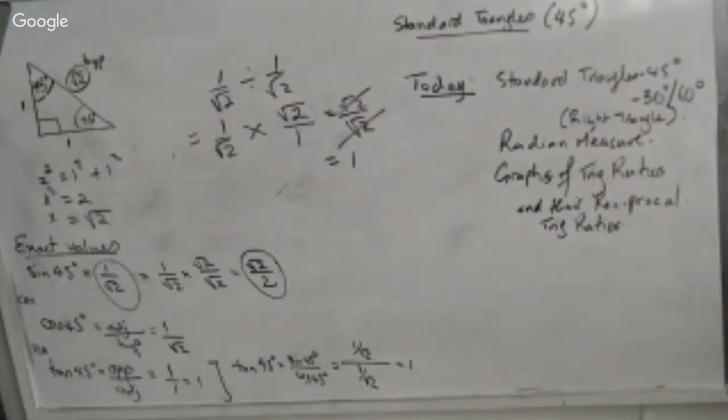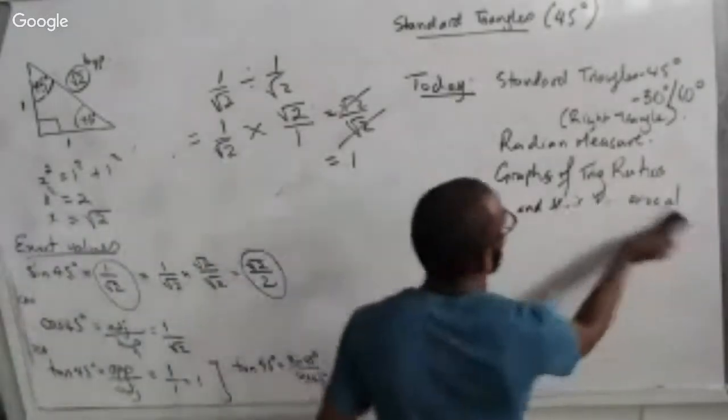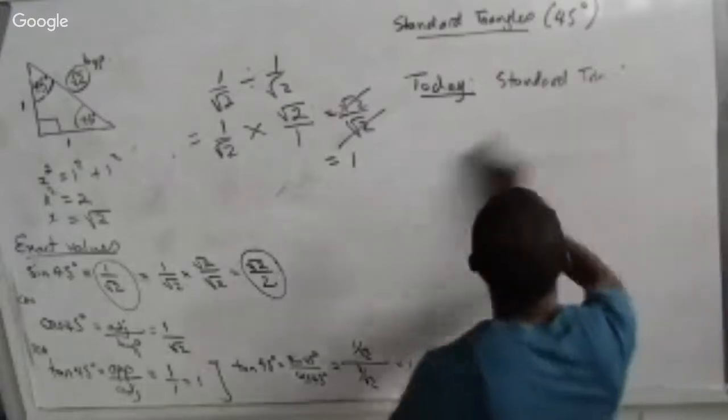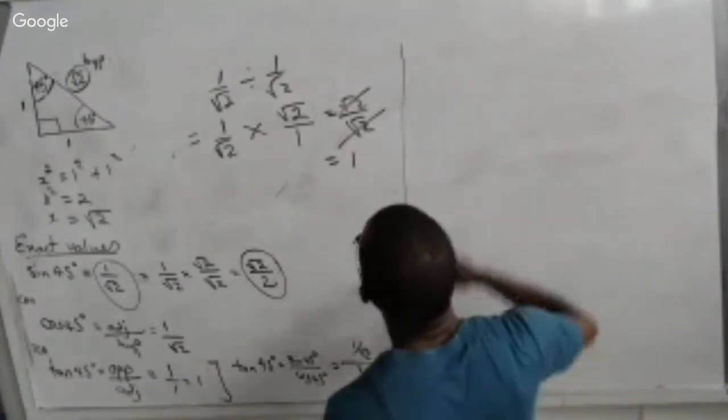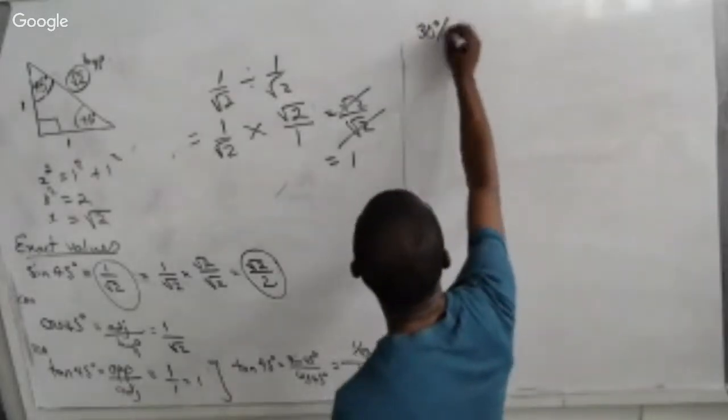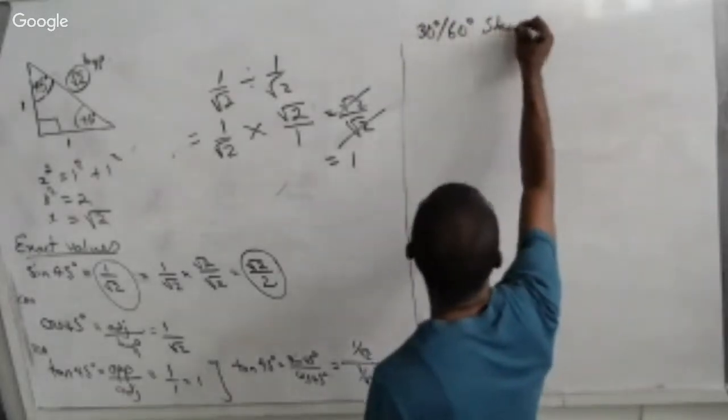The next thing I want to do is the 30-60 degrees standard triangle. We're going to revisit these standard triangles once we do radian measure. Fair enough? Then I erase this, or just erase the one here. 30°, 60° standard triangle.